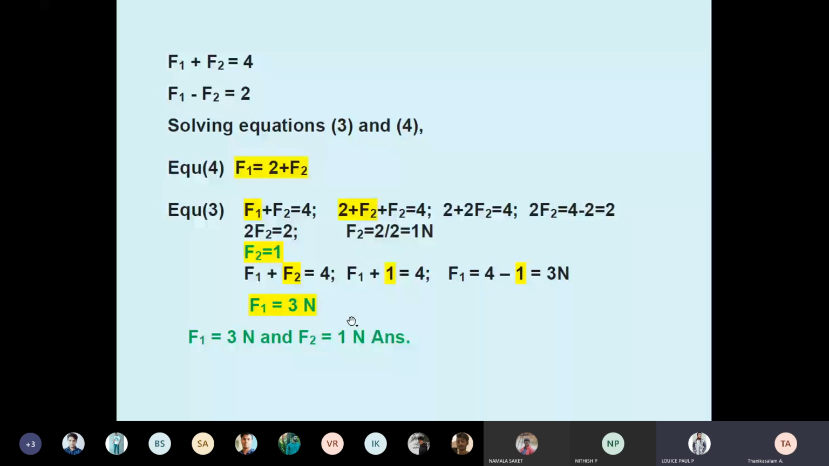Nitish, sir, do you understand this problem? Yes, sir. Can you explain?